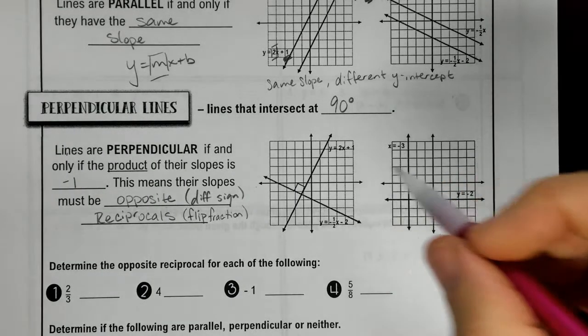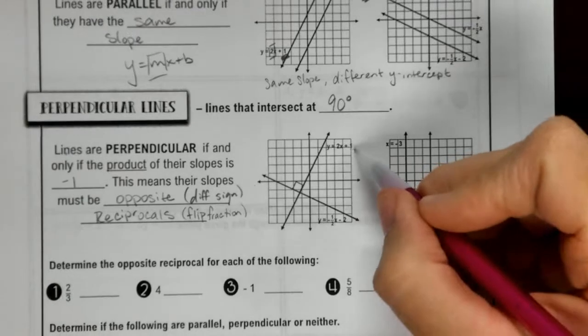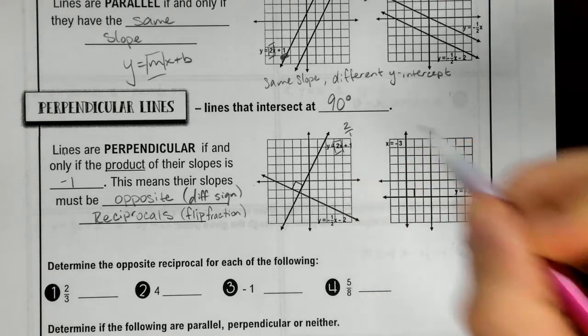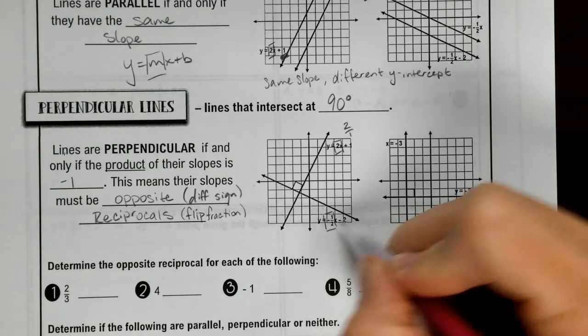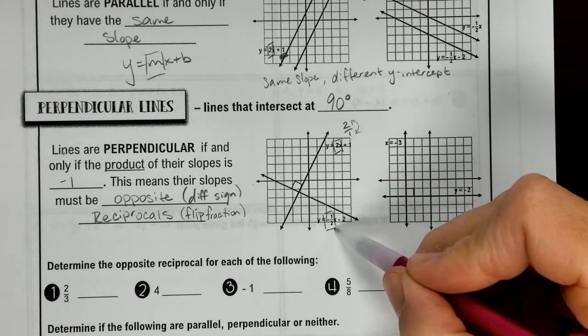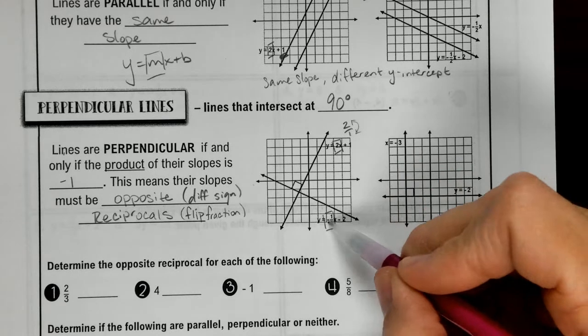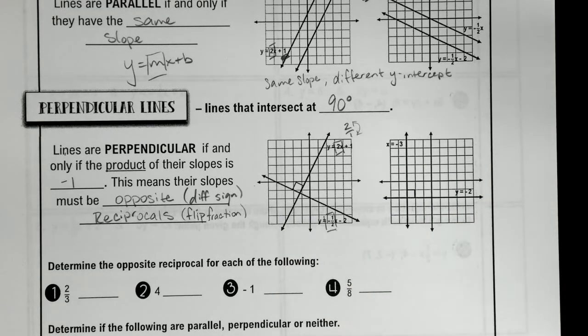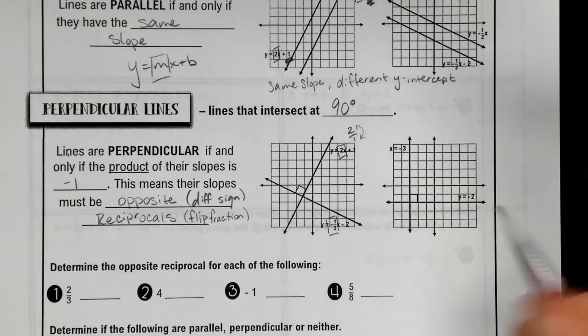Looking at my two examples here, I've got y equals 2x plus 1. My slope here is 2, which is 2 over 1. And then here I've got a -1/2. So I flipped the fraction and it became 1 over 2, and then I made it negative. Opposite, different sign; reciprocal, flip the fraction.